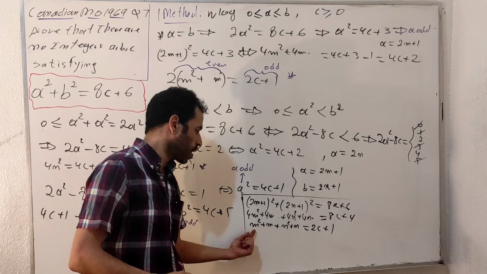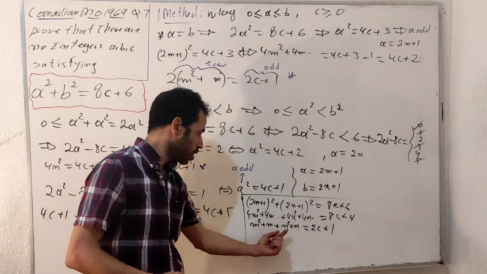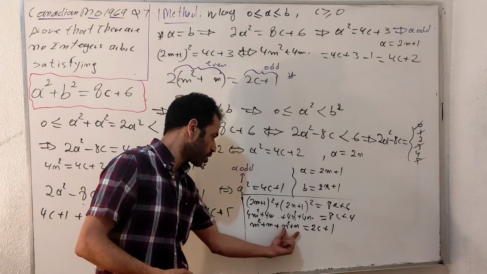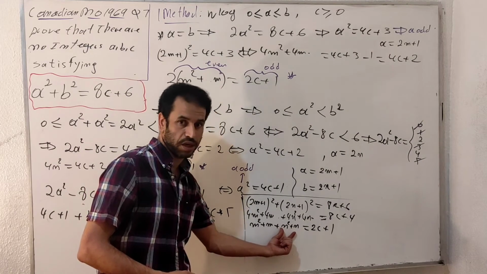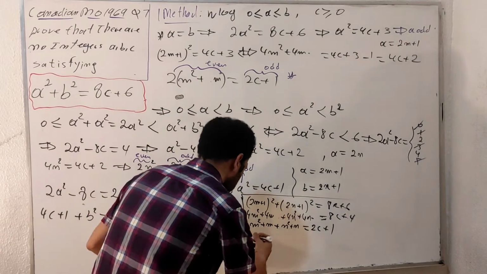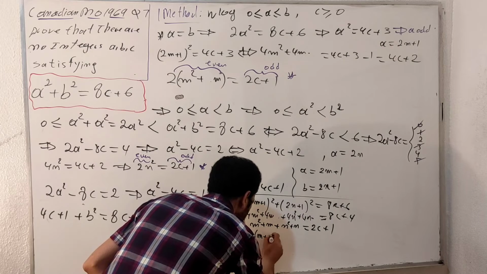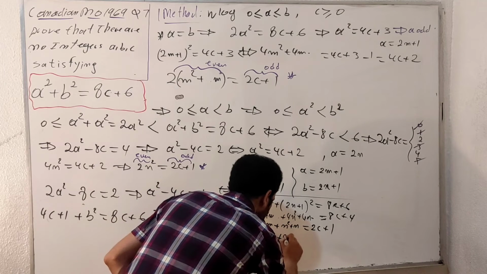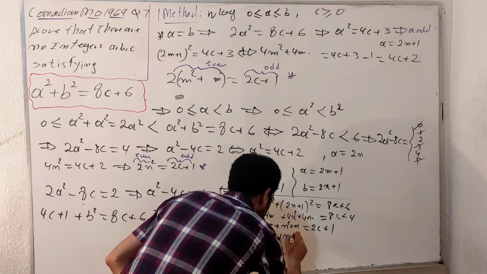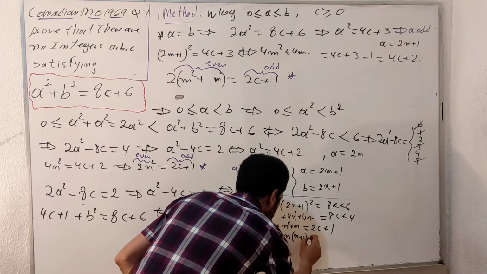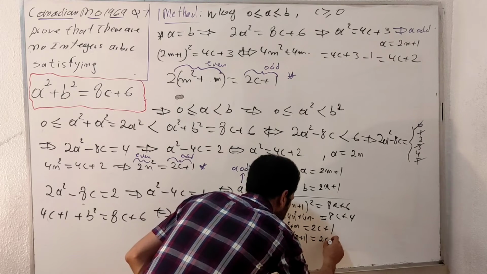For the first term, I'm going to take m as a common multiplier, and for the second term, I'm going to take n as a common multiplier. So this one is going to be written as m multiplied by m plus number 1. For the second term, I'm going to write this one as n multiplied by n plus number 1. Okay? The whole thing equals c plus number 1.